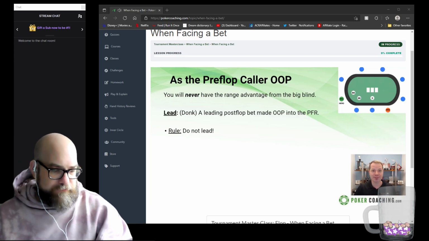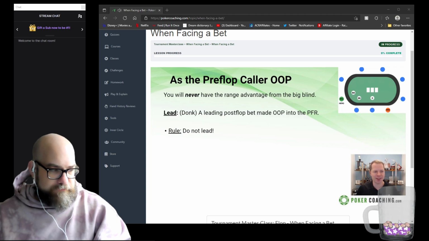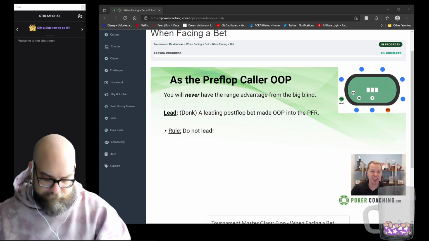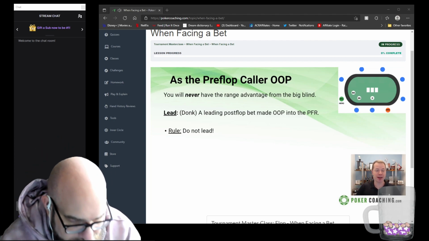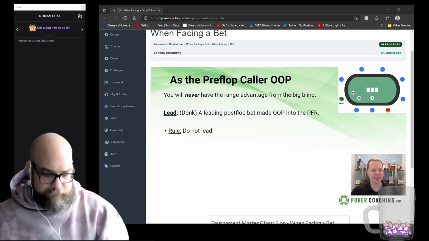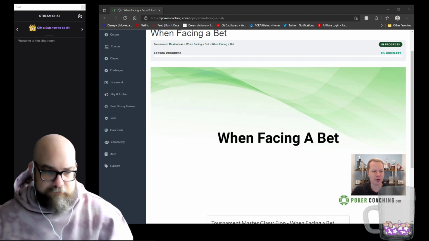So you should check. Now, you don't necessarily want to check in the dark and let your opponent know that you're going to check every single time. But you should check from out of position because you never have the range advantage. And if you do have the range advantage, it's very minimal, like 51%, right? So just check every time and your life's going to be way easier. Now, if you check and your opponent checks behind, we go directly to the turn. But we're not going to discuss that right now. First, we're going to discuss when you are facing a bet.